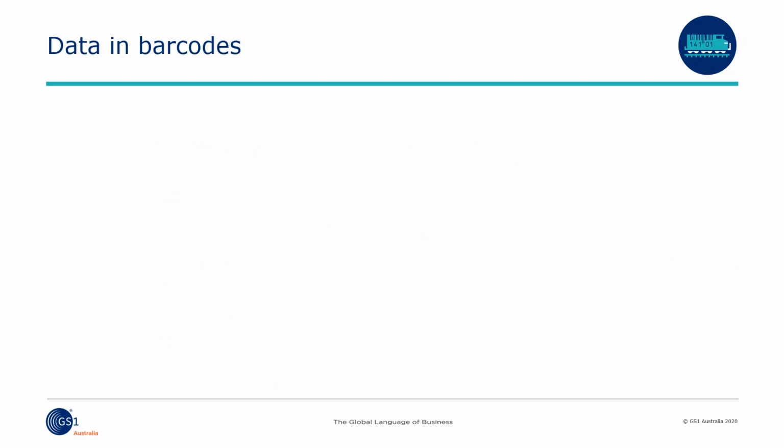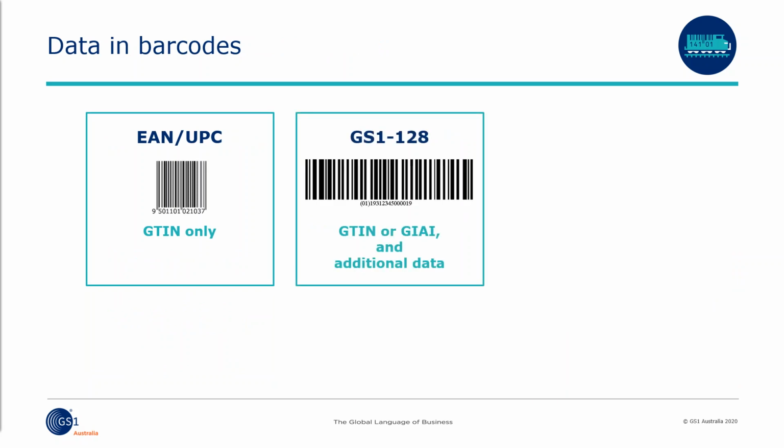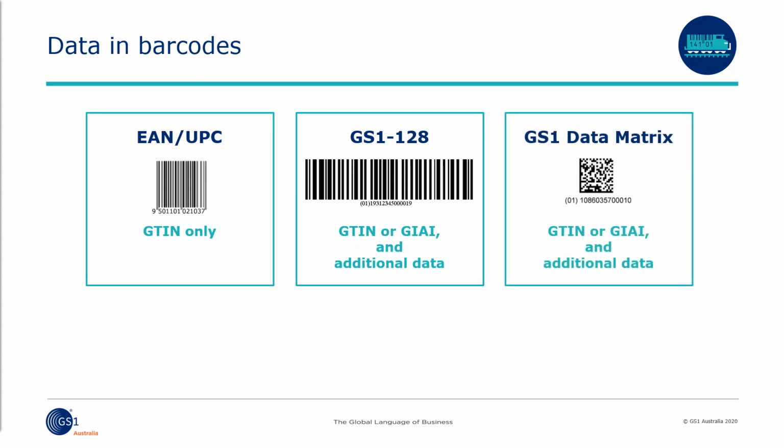With regards to data encoded into these barcodes, the following should be noted. EAN UPC barcodes, only a GTIN can be encoded. GS1-128, a GTIN or GIAI can be encoded, as well as more attribute data. GS1 data matrix, a GTIN or GIAI can be encoded, as well as more attribute data.